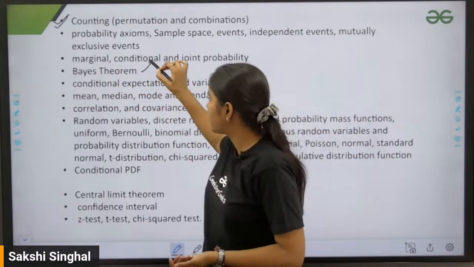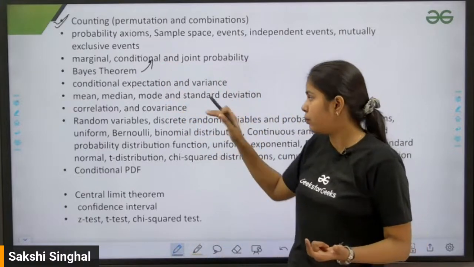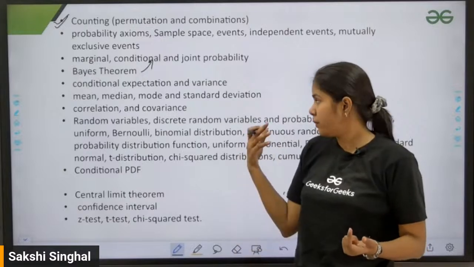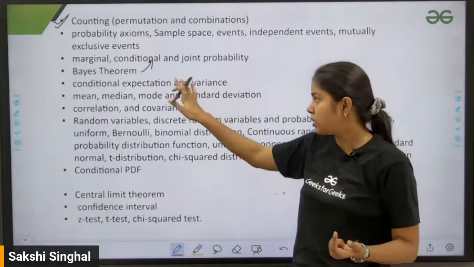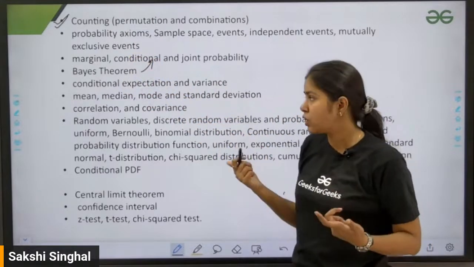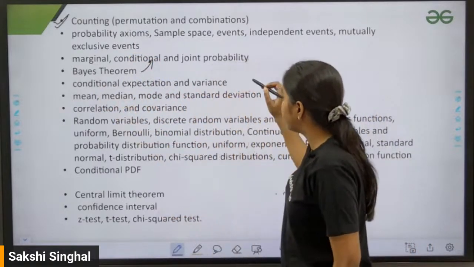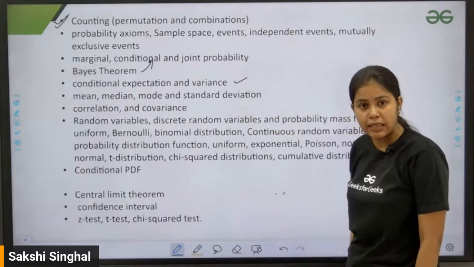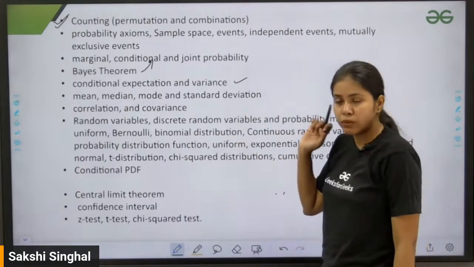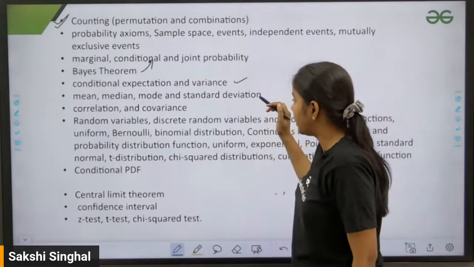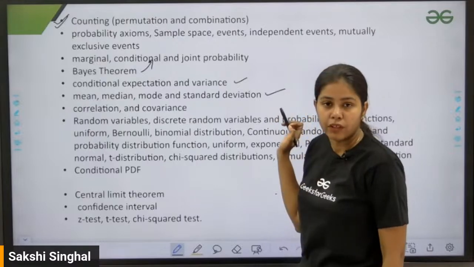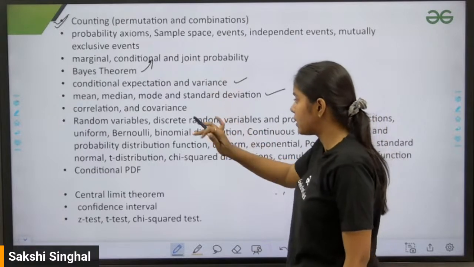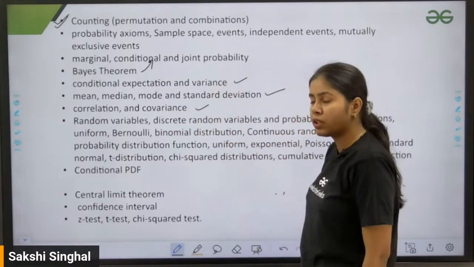And Bayes theorem is a theorem which will help us to find conditional probability. This is another topic. Then we have to work on expectation and variance, and specifically on conditional expectation. We'll discuss that further. Next is mean, median, mode, and standard deviation. These are some statistics topics. Then the next topic is correlation and covariance.